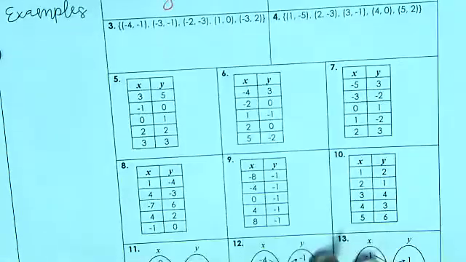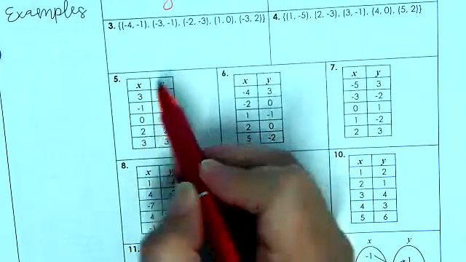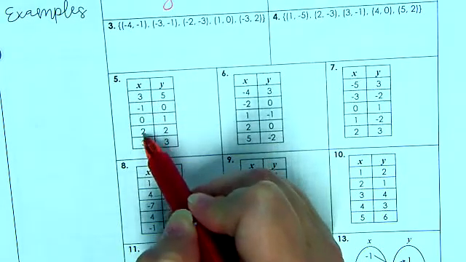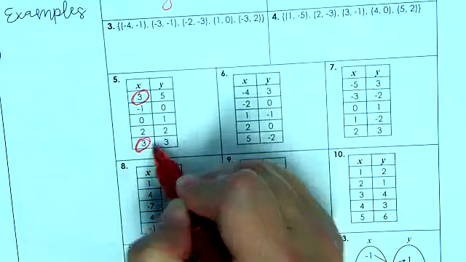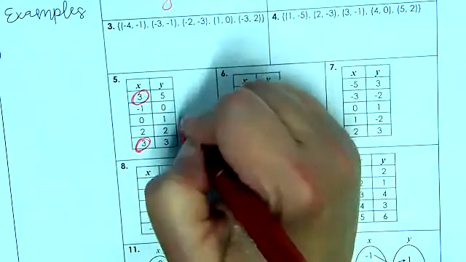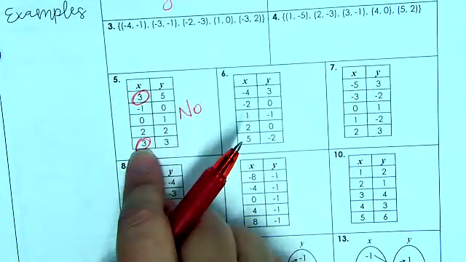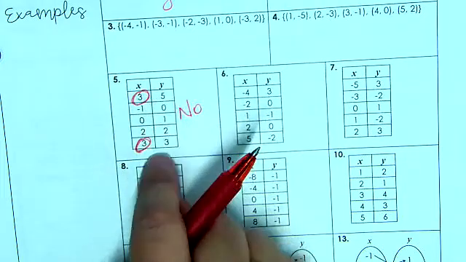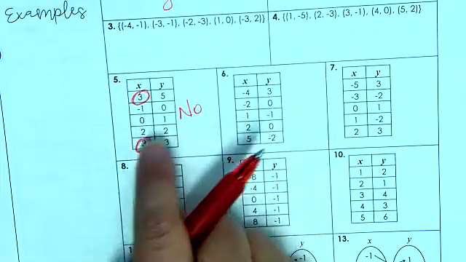All right, jumping down, looking at number 5. I'm scanning the x values. 3, -1, 0, 2, 3. And I'm looking, they have different y values. So therefore, this is a no because the x's repeat because each x does not have its own y. Okay. Each x has a different y value.